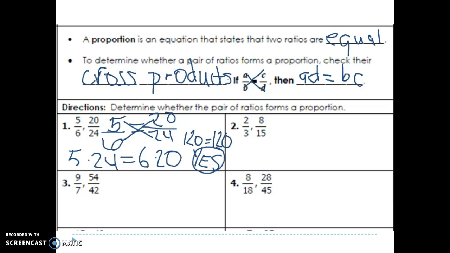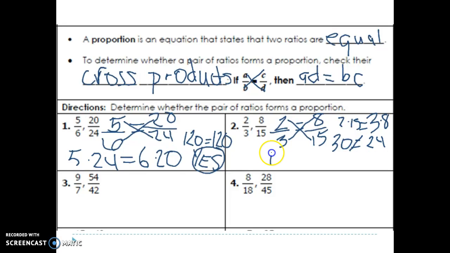So here goes another. Number 2. 2/3 is our first ratio, and it's going to be equal to 8/15. So I take the cross product, 2 times 15, and we're saying that equals 3 times 8. Yes, you do need to write this step. What are we multiplying? Well, 2 times 15 is 30. 3 times 8, 8, 16, 24. Are 30 and 24 the same thing? No, these are not equal. So no, these are not a proportion. They do not form a proportion.